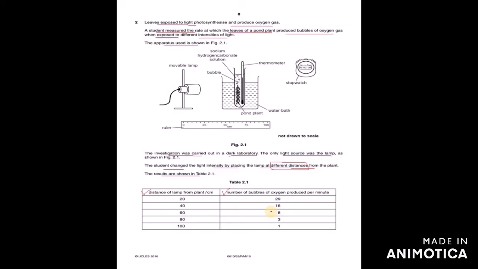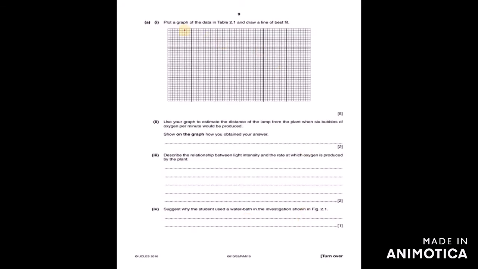The data for the investigation is already given to us, which clearly shows that at lower distance of lamp from the plant, the number of oxygen bubbles produced by plant is higher, while as the distance of lamp increases, the number of oxygen bubbles decreases. Okay, now let's see what they have to ask us for the same. Plot a graph of the data in table 2.1 and draw a line of best fit.